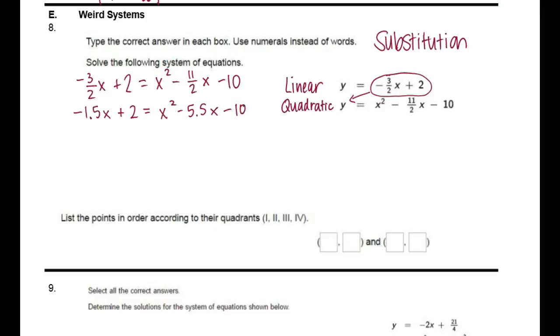Just like we did in the previous problem from Day 1 material, we're going to get everything on one side because we want to have the quadratic equal to 0. So I'm going to be doing a couple opposite operations here. When I combine like terms there, I get negative 4. I also want to bring over the 2 by subtracting.